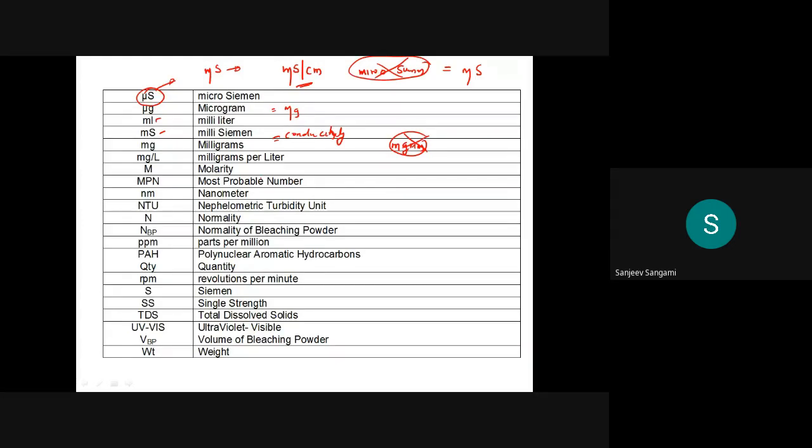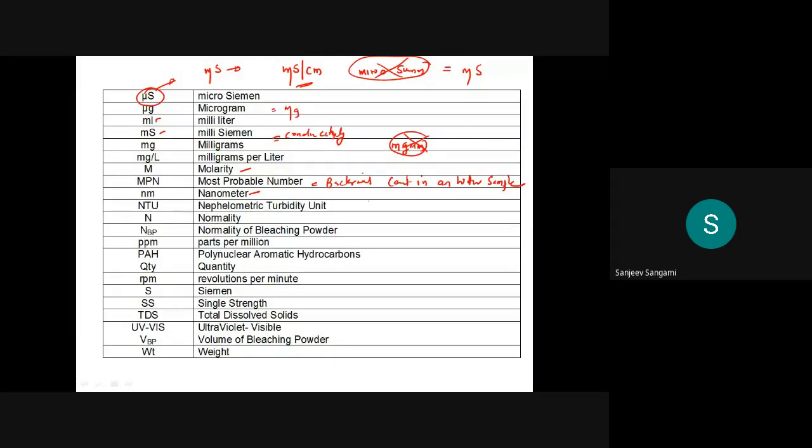Then nanometers. After that, we'll use the M. That's capital M stands for molarity. I'll explain what exactly molarity is and what exactly normality is. Then MPN, capital M, capital P, capital N, stands for most probable number. It is used to find out the bacterial count in a water sample.